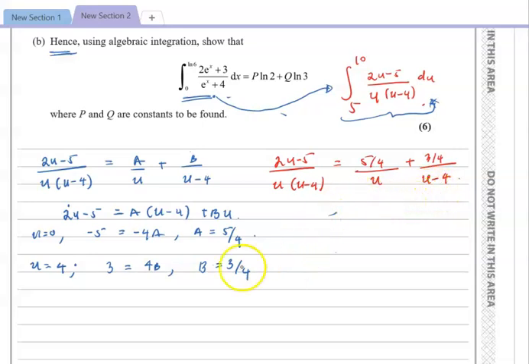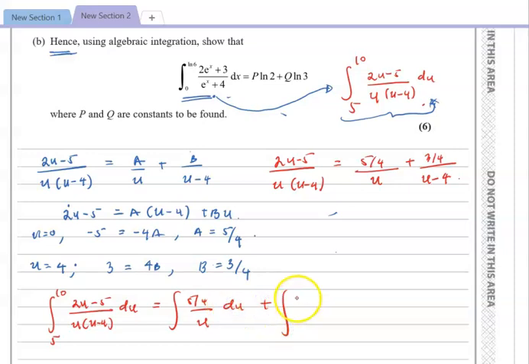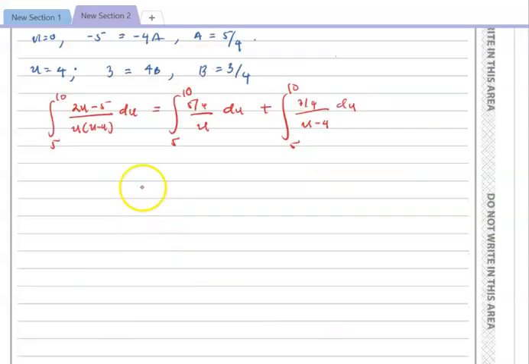Now, in order to integrate, our integral from 5 up to 10 of (2u minus 5) over u times (u minus 4) du is the integral of 5 over 4 of 1 over u du plus the integral of 3 over 4 of 1 over u minus 4 du, and the limits are 5 to 10. All right, so let us integrate.